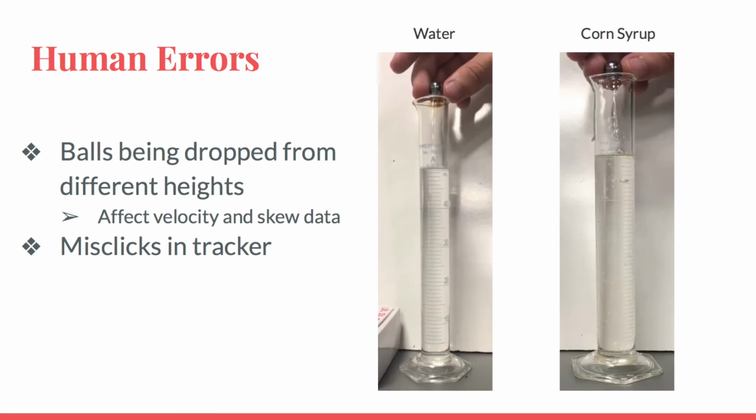There are a variety of errors that could be due to the human factor in our experiment, such as the balls not being dropped from precisely the same height. This could lead to a greater initial velocity and therefore skewed data when looking at how long it took the balls to fall comparatively. Other errors could result from simple misclicks in Tracker, but those were purged from the final data sets.